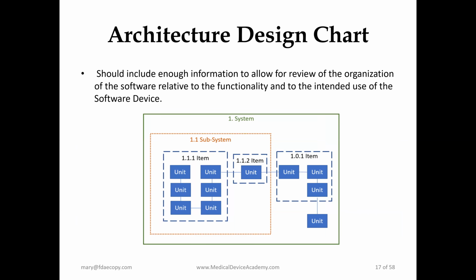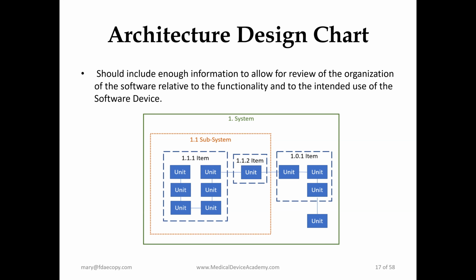So the architecture design chart is typically the next step in the process in conjunction with the design document. This is where you can start to map out how your software is going to work and how it's going to operate. It should include enough information to allow for review of the organization of the software relative to the functionality and to the intended use of the device.